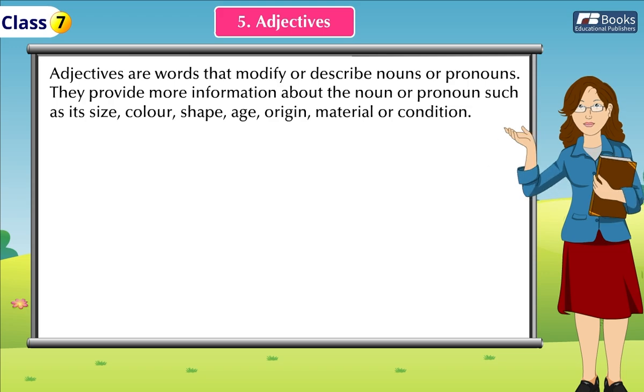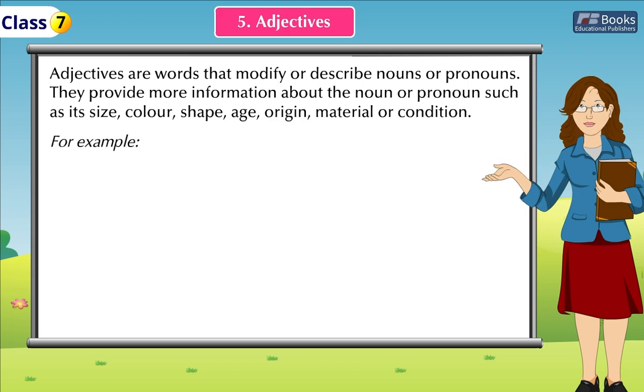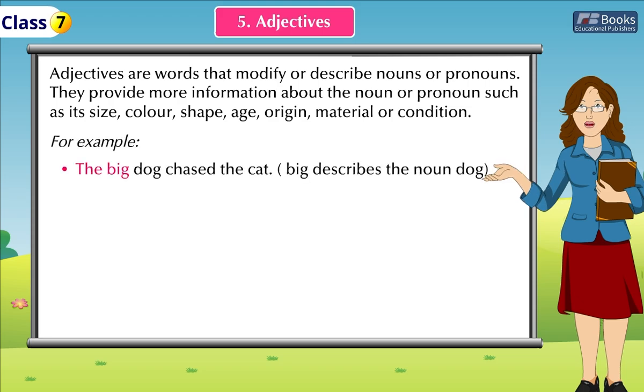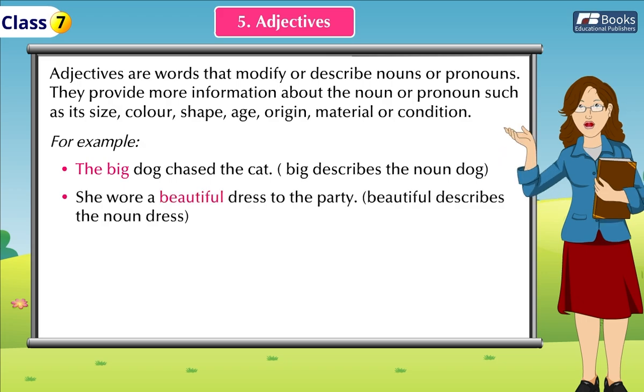Adjectives are words that modify or describe nouns or pronouns. They provide more information about the noun or pronoun, such as its size, color, shape, age, origin, material, or condition. For example, the big dog chased the cat. Big describes the noun dog. She wore a beautiful dress to the party. Beautiful describes the noun dress.